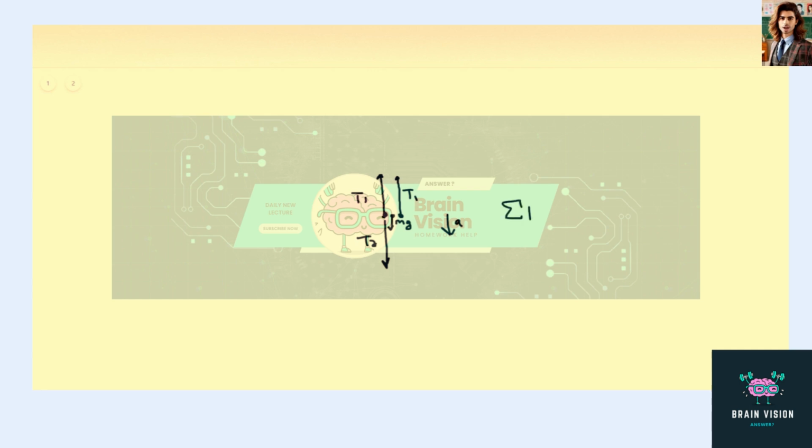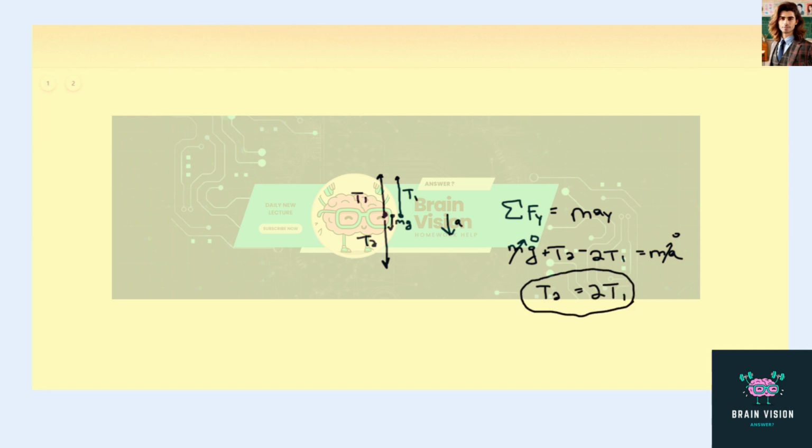And so sum of the forces in the y direction for the pulley here is equal to the mass times the acceleration of the pulley. This leads to mg plus T2 minus 2T1 is equal to mass times acceleration. But we're assuming that the pulley's mass is negligible. So that goes to 0, and that goes to 0 too. And we get T2 is equal to 2T1. That's one of the equations, but we still need one more equation in order to really solve for all our unknowns.